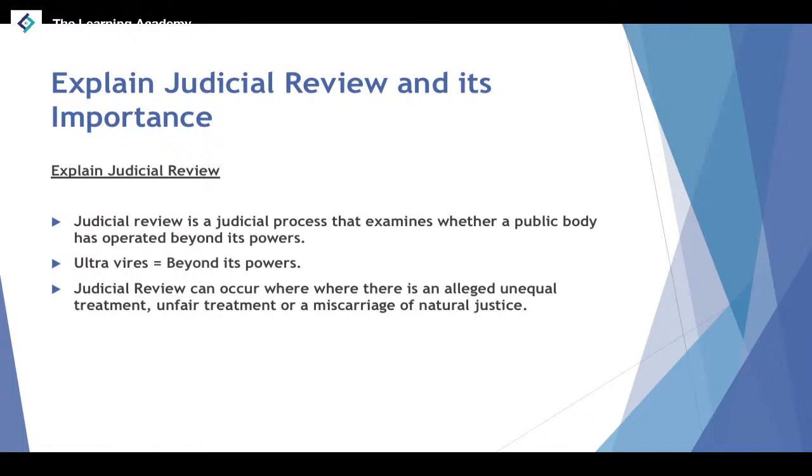We're talking about ultra vires, beyond one's powers. And we can also talk about when judicial review occurs. If you put these three points into a paragraph, and talk a little bit about where and when a judicial review occurs, the importance of the kinds of public bodies that it applies to, and then explain what ultra vires refers to within the context of judicial review. That is a simple explanation for judicial review.